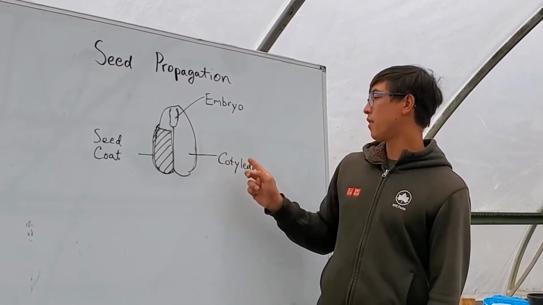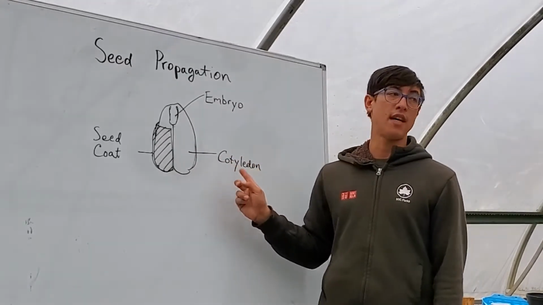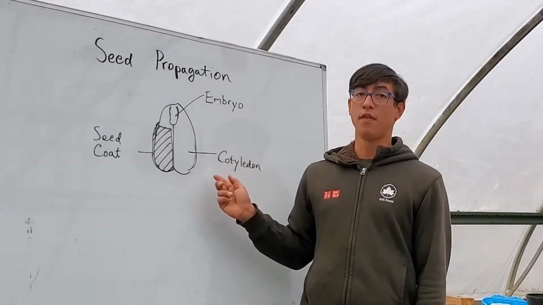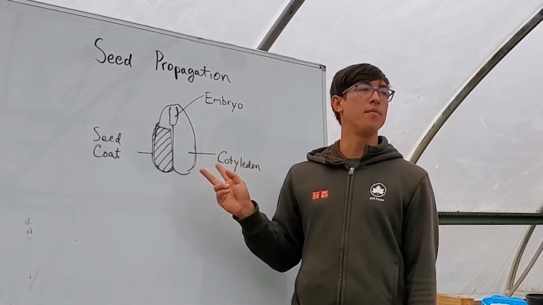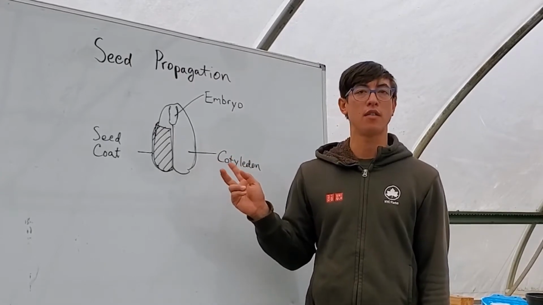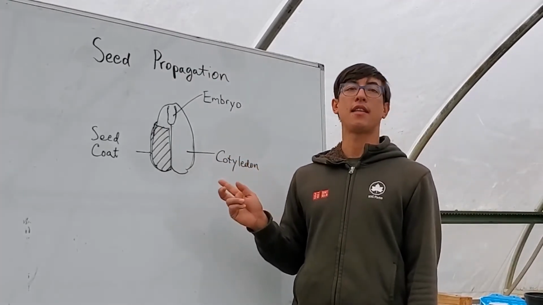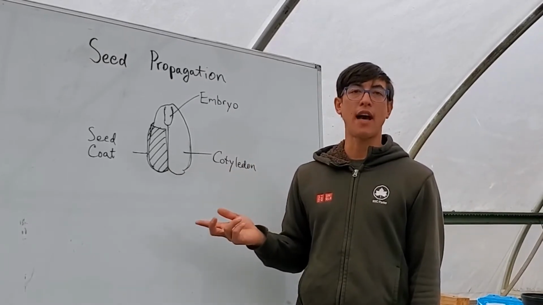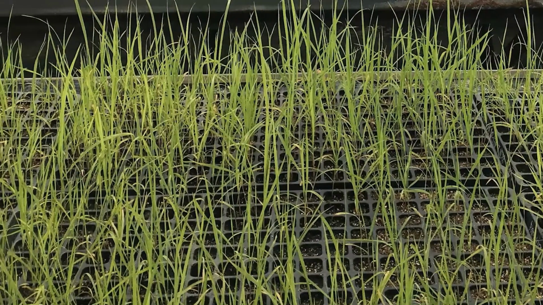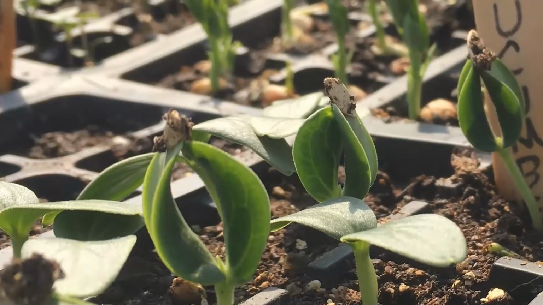The next important part of the seed is the cotyledon, which is the food source for the plant. You have two main types of plants. They're called monocots and dicots, and all that means is the number of cotyledons they have. So monocots have one cotyledon, and dicots have two cotyledons.